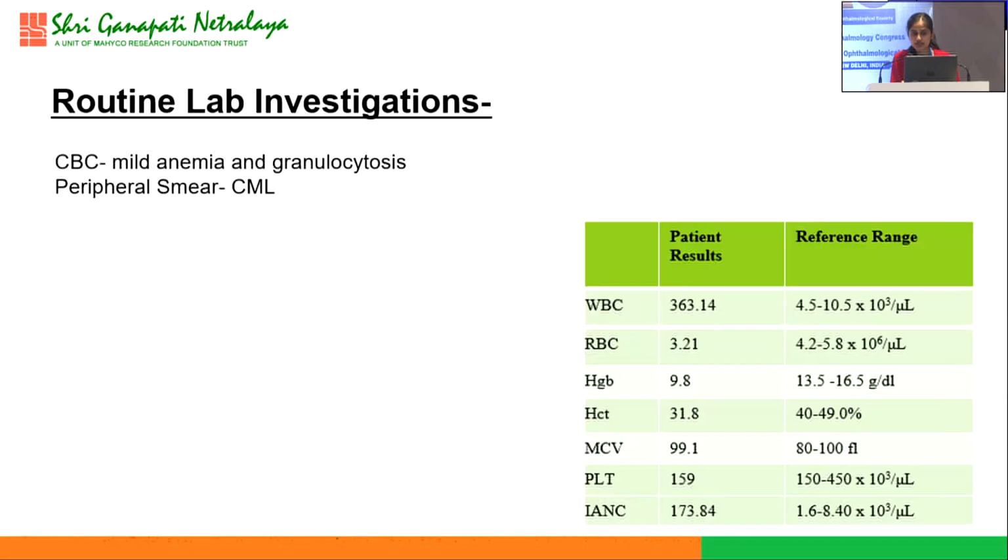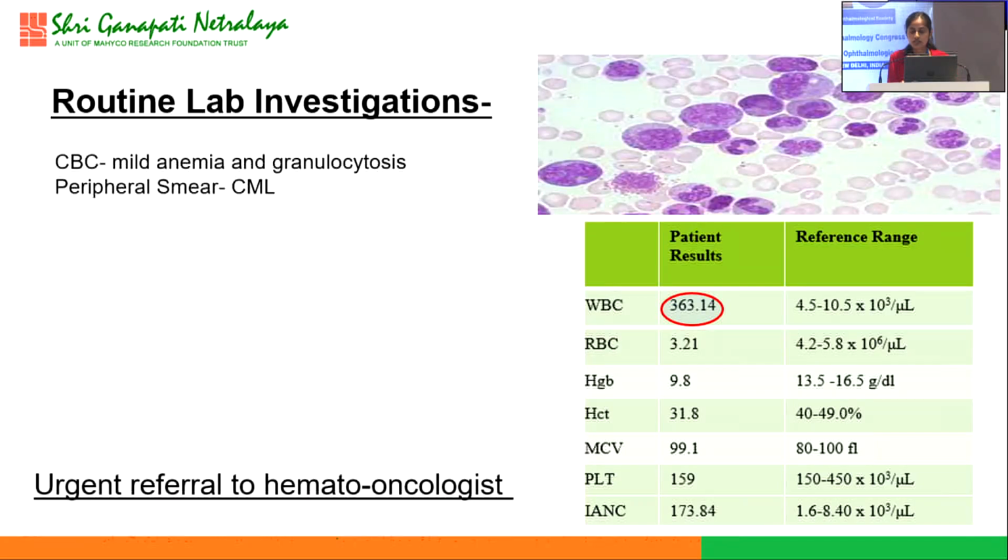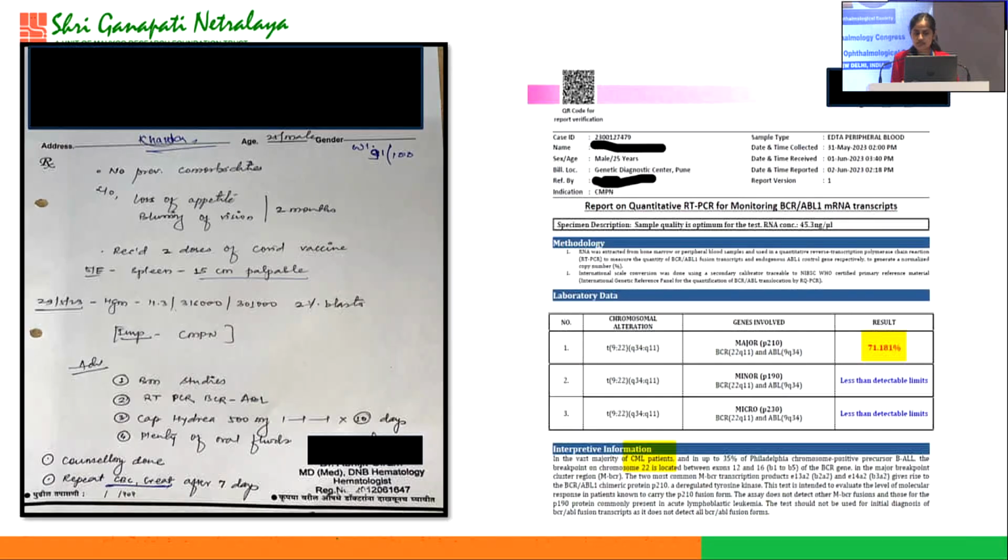To differentiate these, routine lab investigations were advised, where we could see that the patient has mild anemia and granulocytosis on CBC, whereas the smear showed proliferation of immature blast cells, and hence the suspicion of CML, that is chronic myeloid leukemia. An urgent referral to a hemato-oncologist was made, where he found that the patient has splenomegaly along with translocation of chromosomes 9 and 22, that is the BCR-ABL gene, confirming the diagnosis of CML.